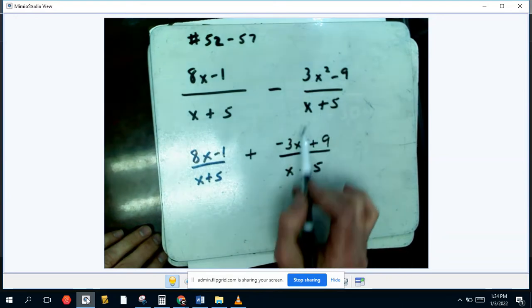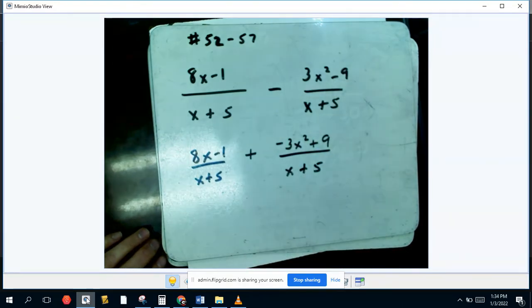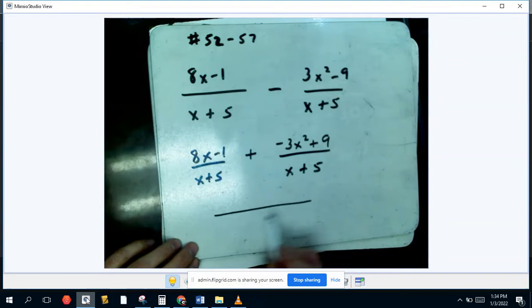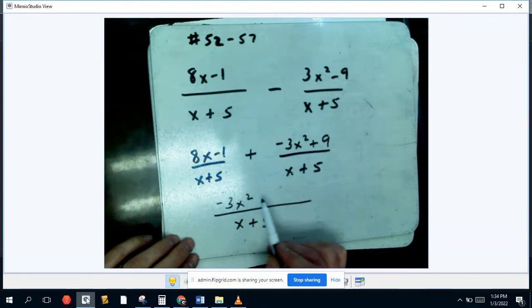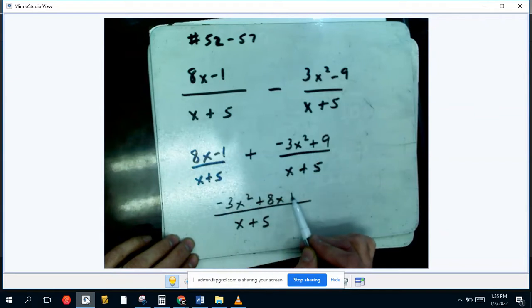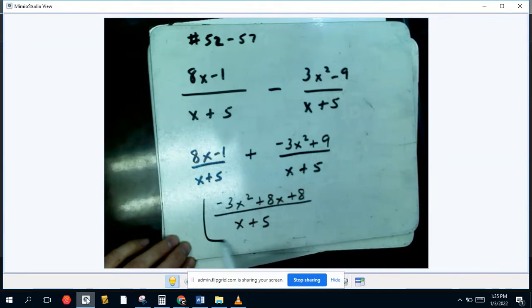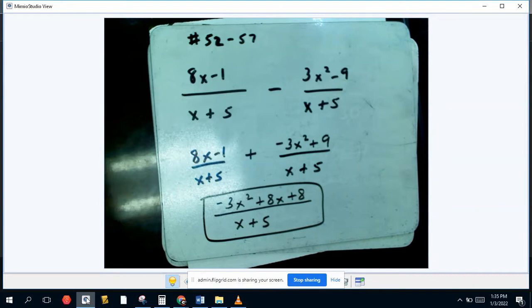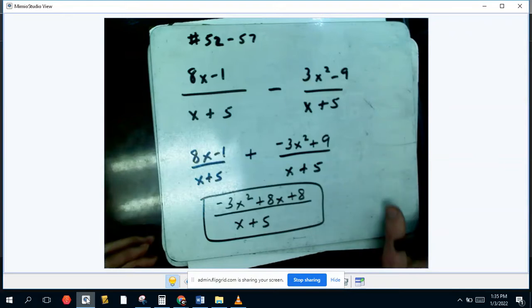Okay, so notice that positive 3x squared is now negative. That negative 9 is now positive. I can now just put that together as one fraction, retaining that denominator and writing my top in standard form. Negative 3x squared, negative 1 plus 9 is positive 8. Okay, so the top is not very satisfying there, but I've retained the denominator. I really didn't have to do a whole lot here other than just simply combine the tops.